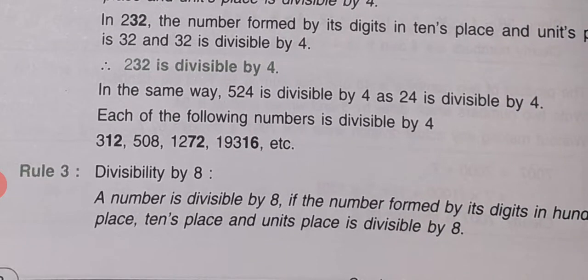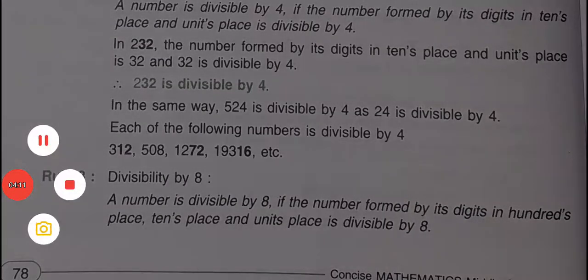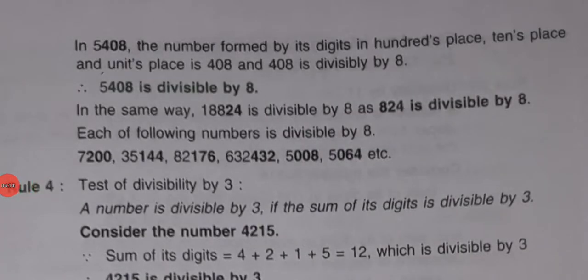Now coming to rule 3, divisibility by 8. It says a number is divisible by 8 if the number formed by its digits in hundreds place, tens place and units place is divisible by 8. That means, for example, in 5408, the number in hundreds place, tens place and units place is 408, and 408 is divisible by 8. So the whole number is divisible by 8.